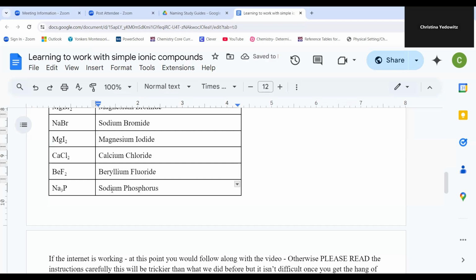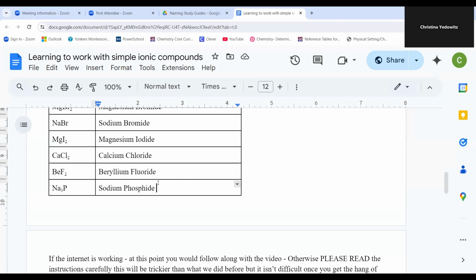Okay, I'm going to go to where the O is. That's where I'm going to take it off, and I'm going to put IDE there. It becomes sodium phosphide. Sodium phosphide. Okay, so if you have a tricky time trying to figure out where that ending goes, you can also just memorize that phosphorus becomes phosphide.